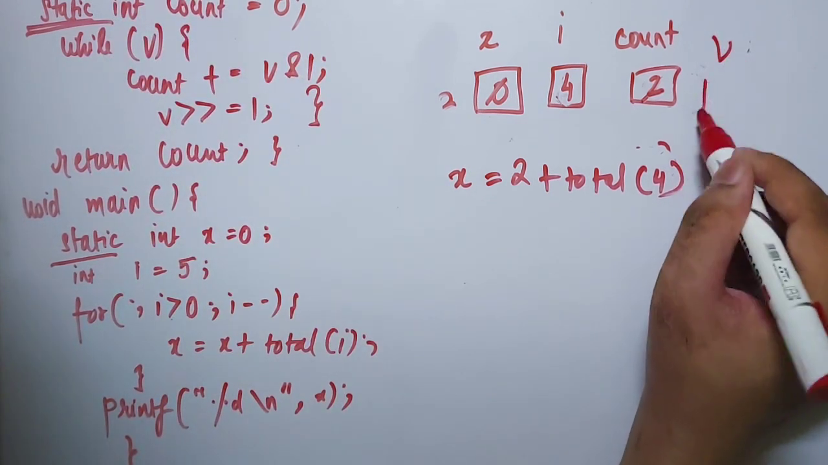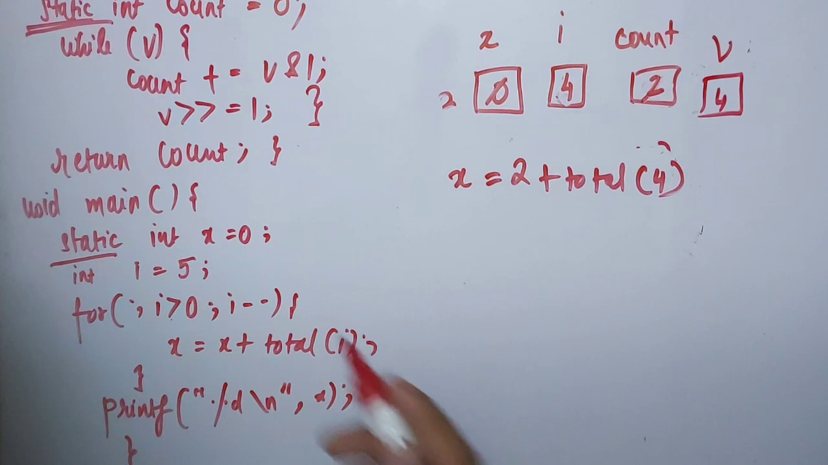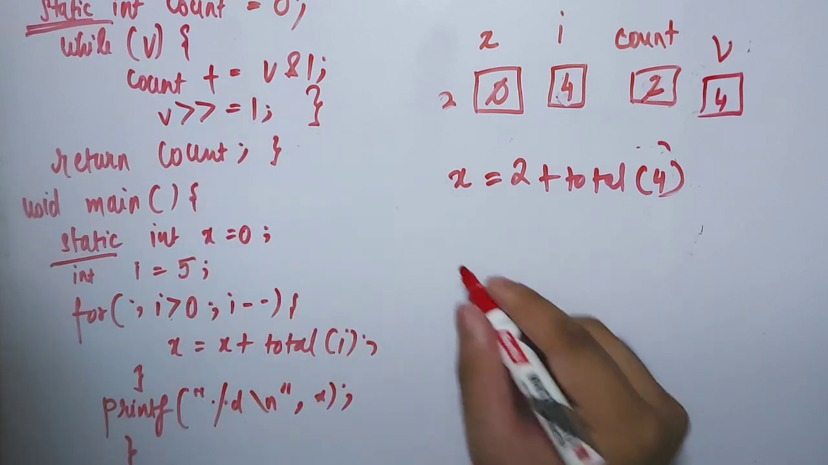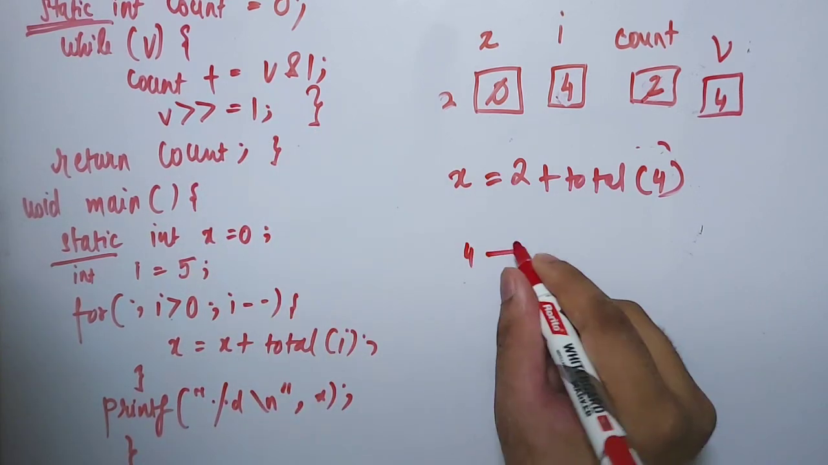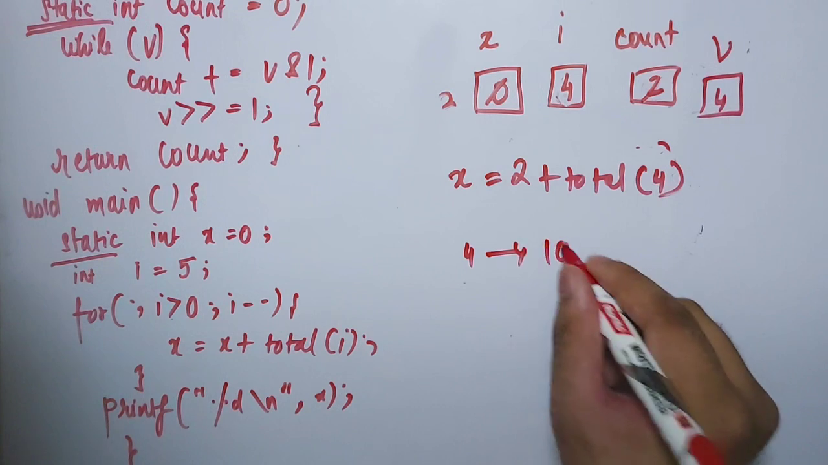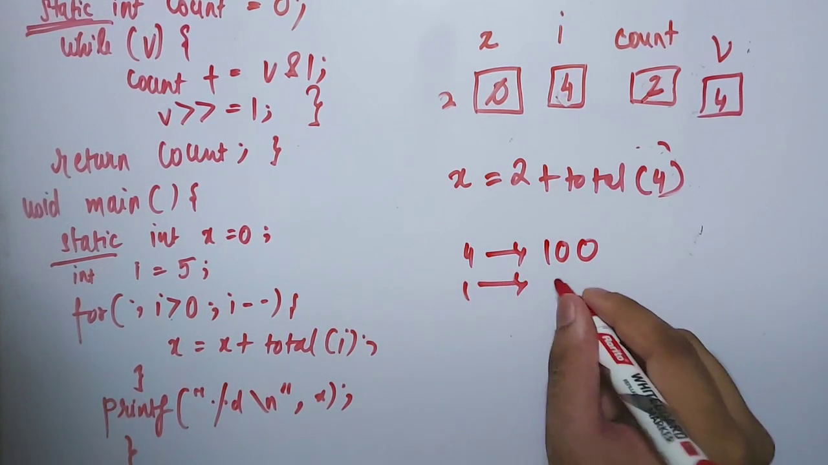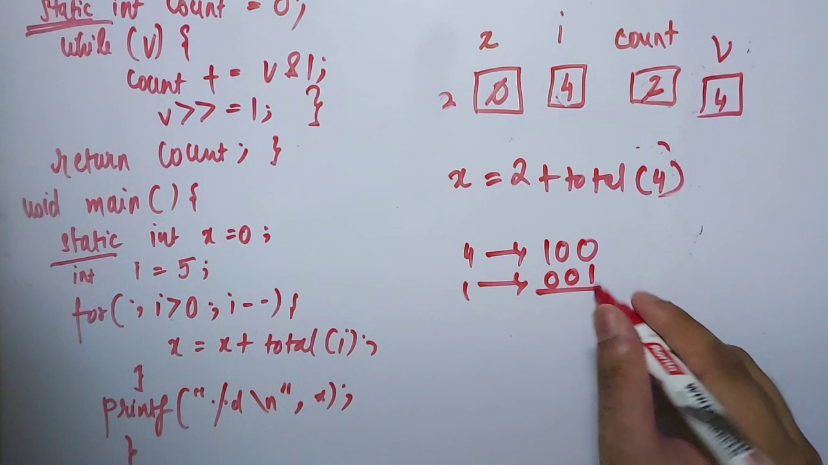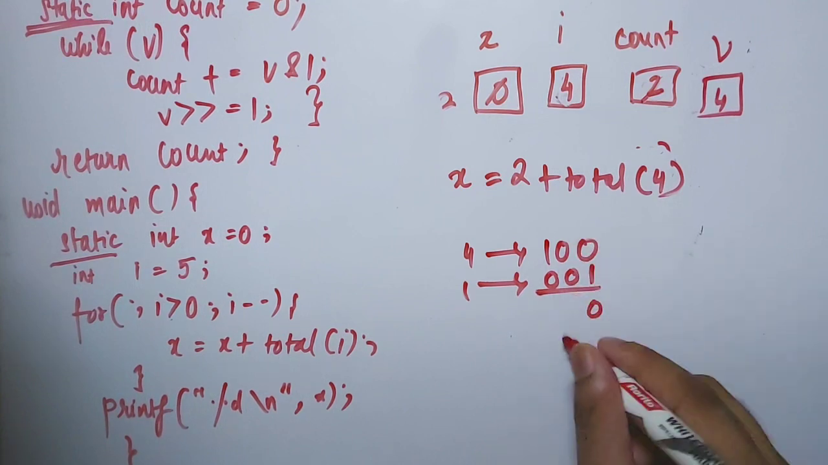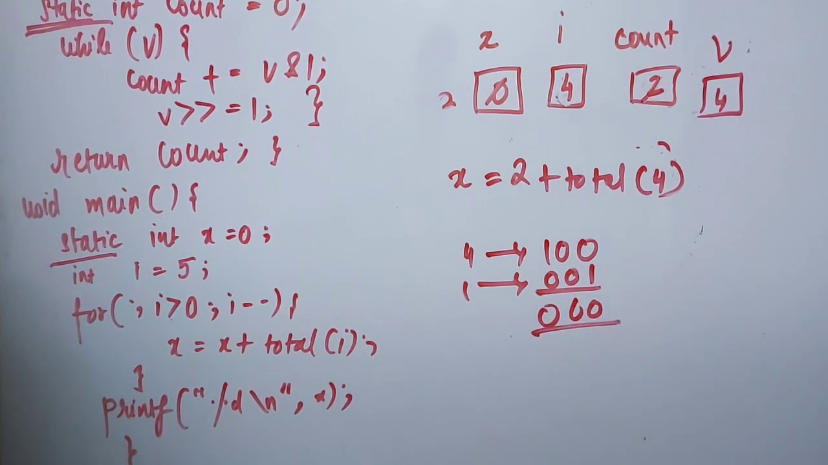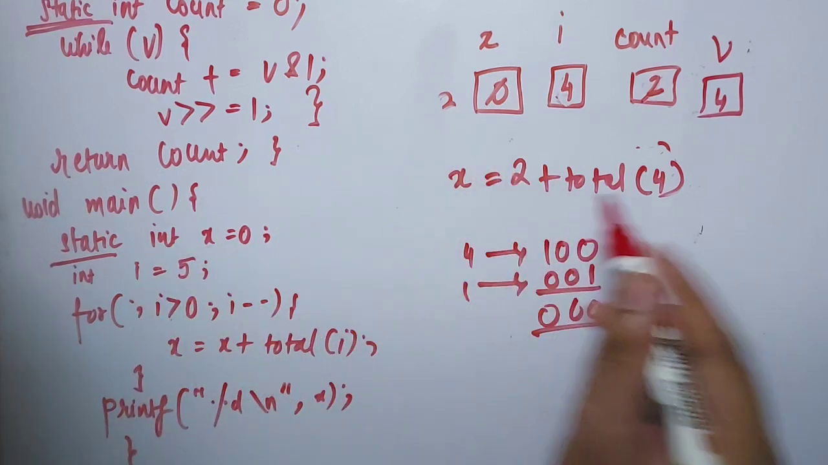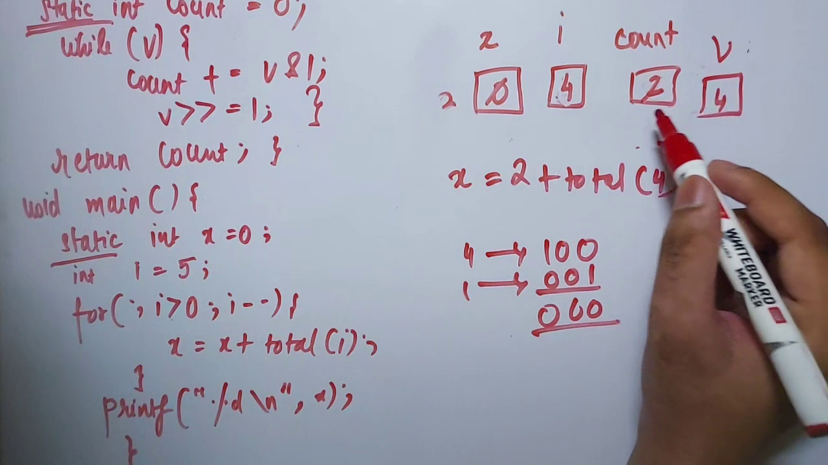So here v gets value 4, and we are ANDing with 1. The binary representation of 4 is 1 0 0, and 1 is 0 0 1. When you AND them, you get 0 0 0. So on ANDing we get 0, so count gets incremented by 0. So 2 plus 0 is 2.